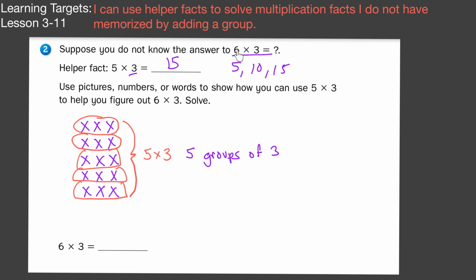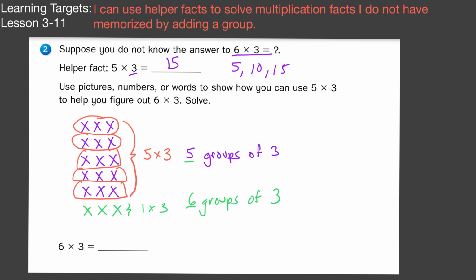Because now if we think of 6 times 3, 6 times 3 is actually 6 groups of 3. We're going to add on our 6th group. We have 5. We need to show 6. So I'm going to have my 6th group written right here. And this would actually represent 1 times 3. So 6 groups of 3 is total.